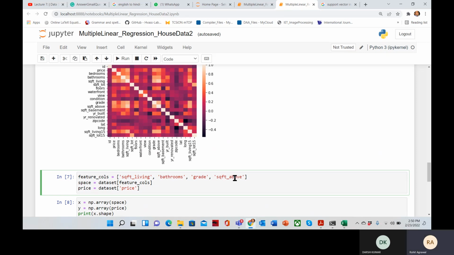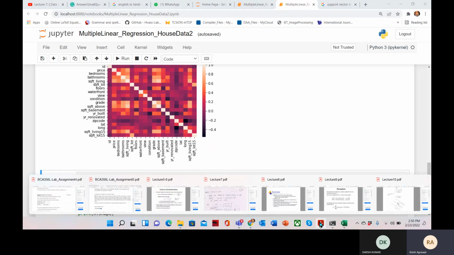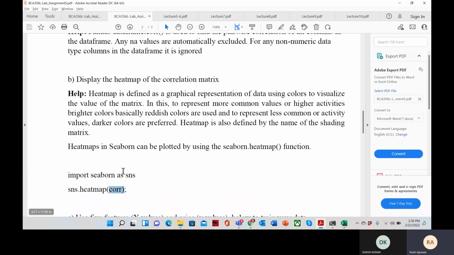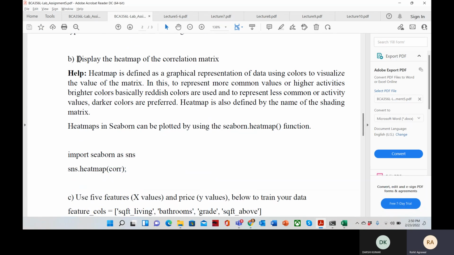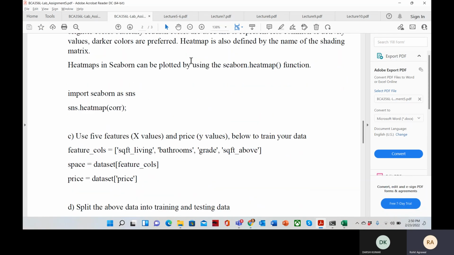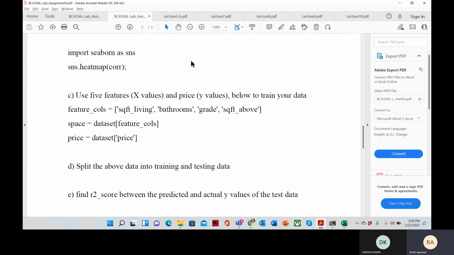Clear? So these 2 things are clear. What is the purpose of the heat map? Next, we are using these 4 features to train our data set, and obviously the price will be the y value.